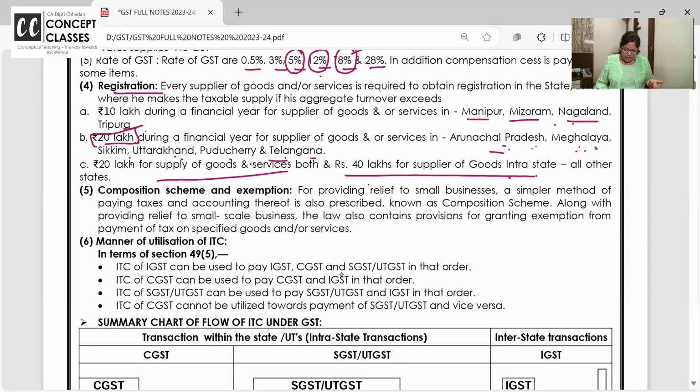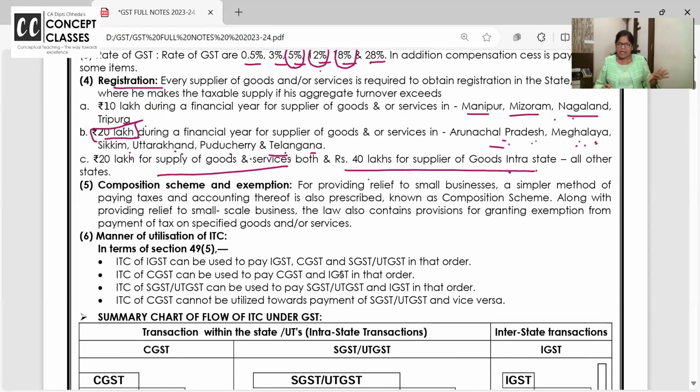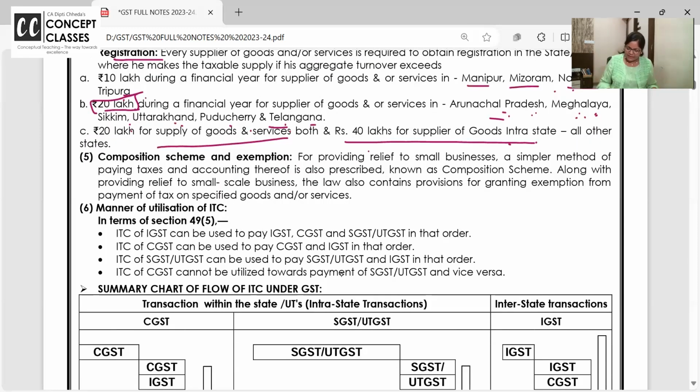And we also have a concept of composition scheme, for small suppliers. Like how we have an income tax rebate concept. Up to 2,50,000 there is no tax, and 2,50,000 to 5 lakh tax is there. If your income is 4,50,000, it's like, hey, small people, you go. We don't want to trouble you. Go. Take the rebate. Don't pay any tax. Like that it is.